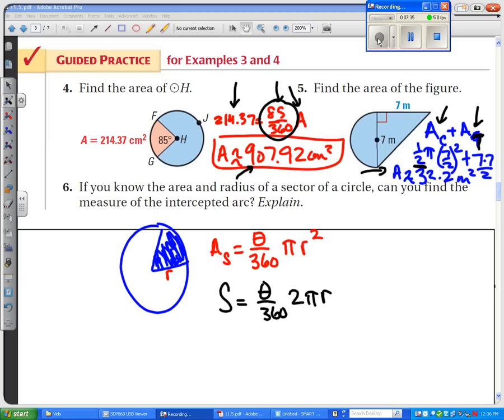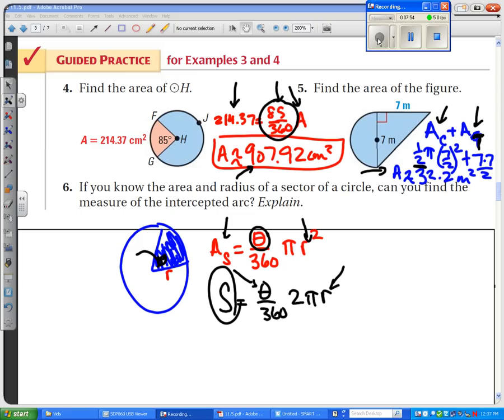The next case we're asked if the area and radius of a sector, if you know those two things, can you find the intersected arc length? Notice if we know the area and we know the radius, then we can find the angle that goes with that. Theta is right here, that angle inside. If you know that, then you can divide by 360 and multiply by the radius to get the arc length, S.